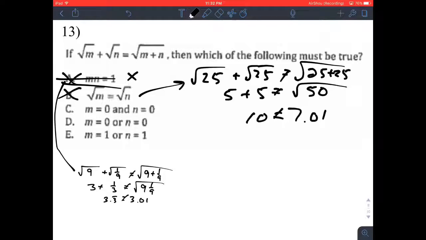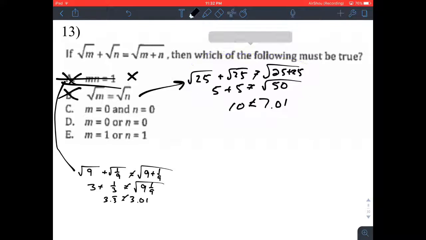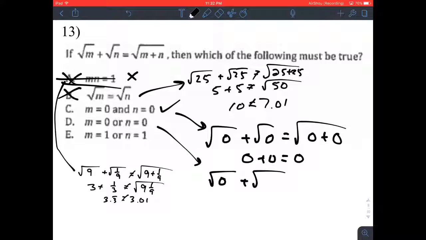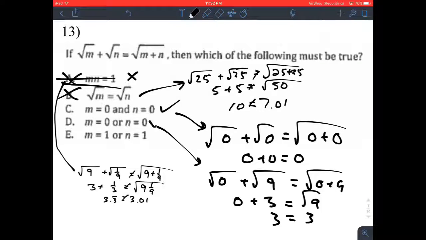C, m and n are both 0. So let's see if that gives us a true answer. So that's square root of 0 plus square root of 0 equals square root of 0 plus 0. Well, that checks out. So maybe that's the answer. D, one of them is 0, but the other one isn't. So that would be 0 plus, let's use a perfect square, 0 plus 9. This also checks out because the square root of 9 is 3. So maybe that's the answer. So we got two choices so far that work. I am running out of space.